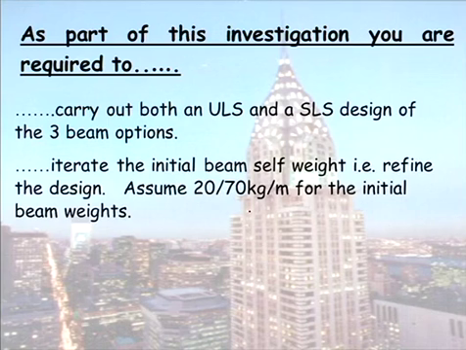Do the calculation again, check your member size. If it's the same member size, you're done, you've stopped. Otherwise, you have to go back and do it again. So we call that process iterating. And once again, you've been given initial beam weights to consider.